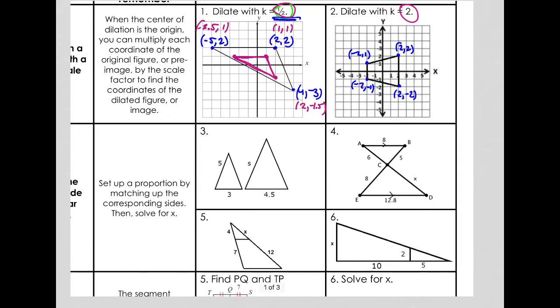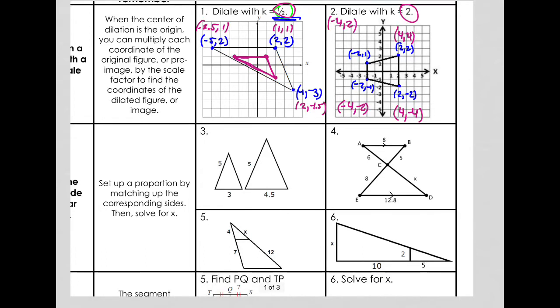So now if I multiply each of them by 2, I'm going to put it kind of higher because I'm not sure where this figure is going to be. It's going to be bigger than that. So I'm going to just write it up here at the top. So -4, 2, if you multiply that by 2. If you multiply this by 2, we get 4, 4. If you multiply this one by 2, we get -4, -2. And if you multiply this one by 2, we get 4, -4.